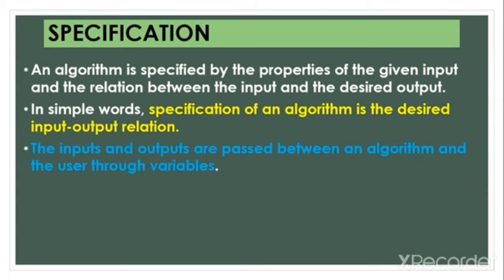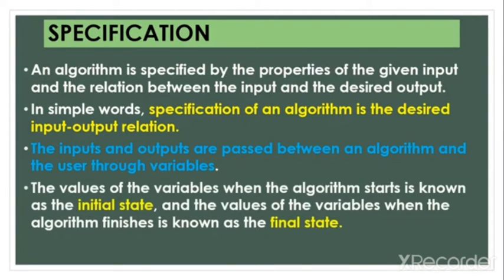The inputs and outputs are passed between an algorithm and the user through variables here. So we will store all the inputs in variables. A variable is nothing but a container which holds the values. We have already discussed these concepts in the previous video itself. The value of the variable when an algorithm starts is known as the initial state, and the value of the variable when the algorithm finishes is known as the final state. So each input and output is stored in a variable. A variable is a container which stores all the values.